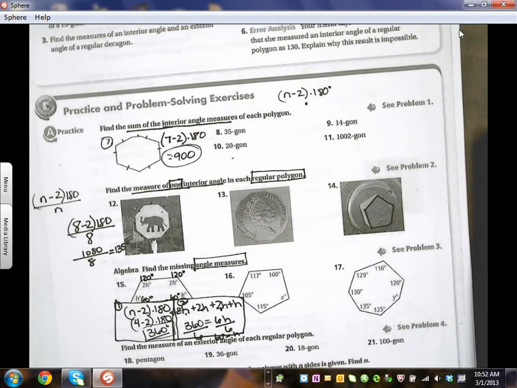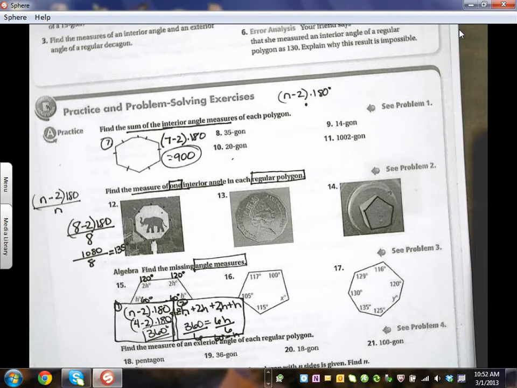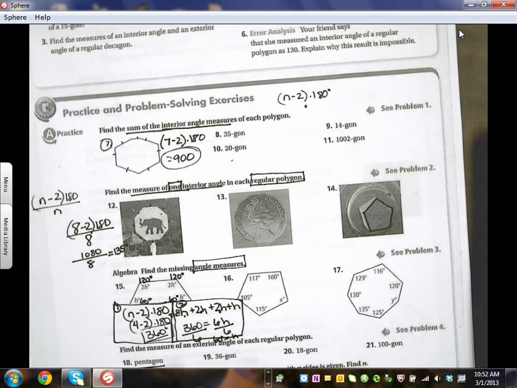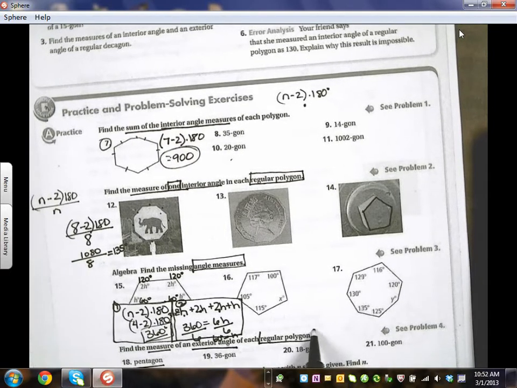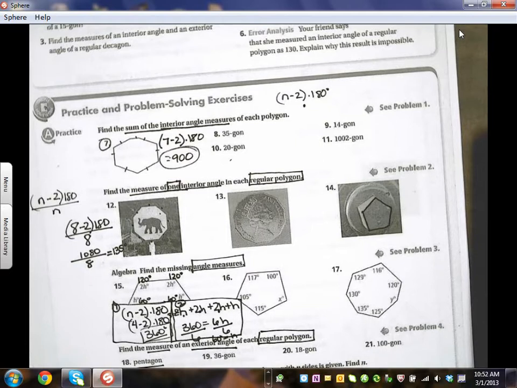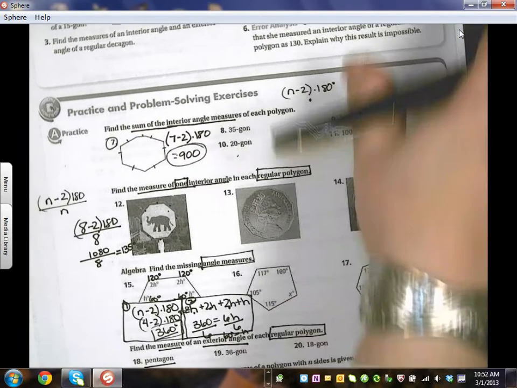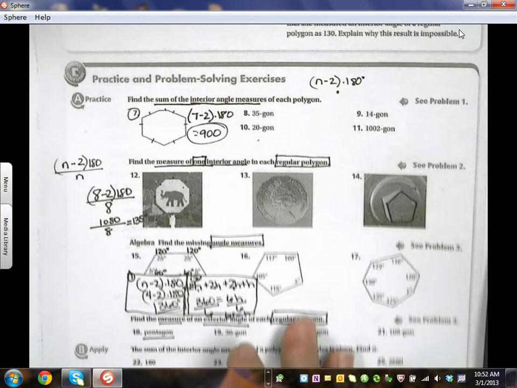Let's look down at 18. In number 18, remember this is a pentagon. They want us to find the measure of an exterior angle, and notice it's a regular polygon. What does regular mean again? It means all the sides and angles are the same. And to use my exterior angle formula, I have to know that it's regular.